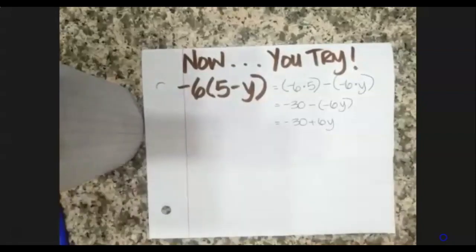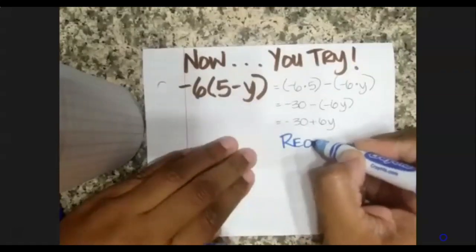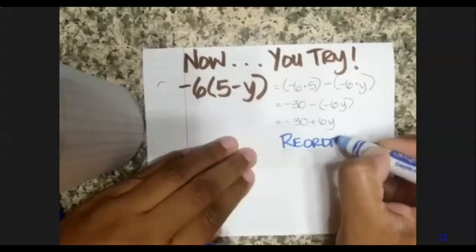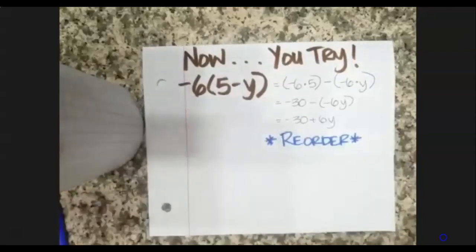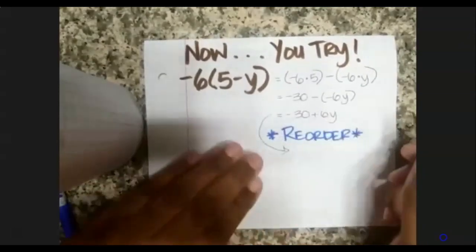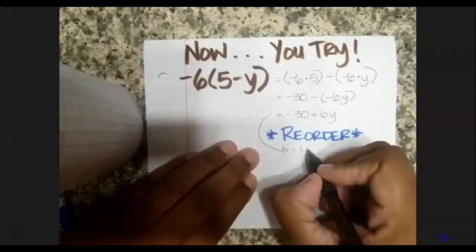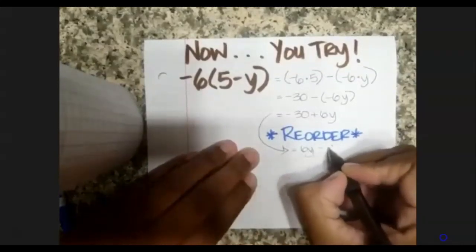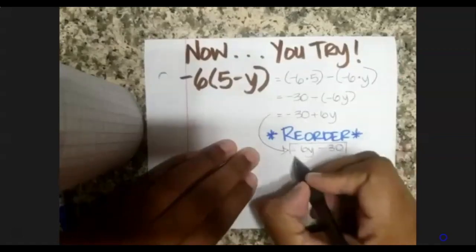And now remember, what do I have to do next? That's right, I need to reorder because I want my variable term first and my constant to be last. And when you reorder, you will have 6y. It's going to be positive because you have plus, and then it will be minus 30 because that was a negative 30.